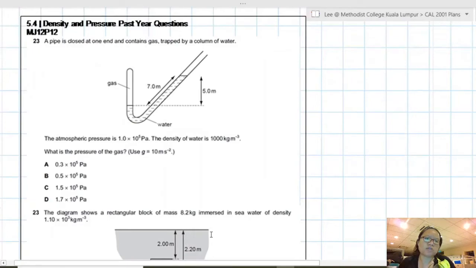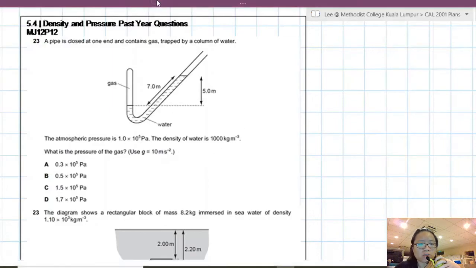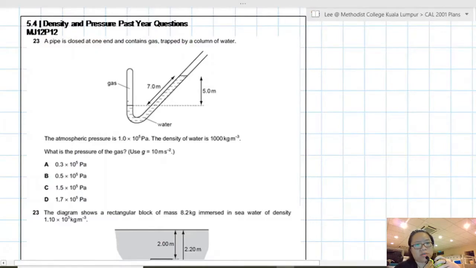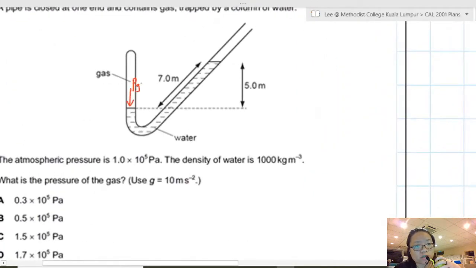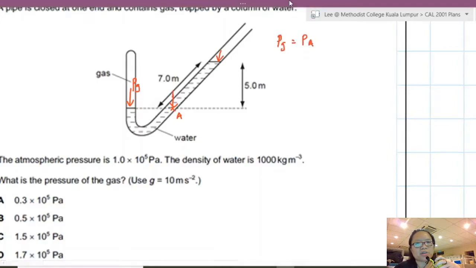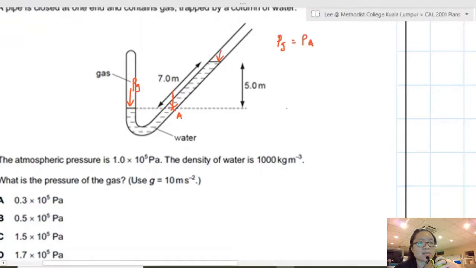Now we're going to look at this kind of pressure measuring device. In this case, you have a gas trapped on one end and the other end is open. So there's an important concept in solving all these questions: same height, same pressure. So let's say at one end, this is the pressure of the gas pressing down on the water. And at this end, let's say point A, the pressure of the gas will be equal to the pressure at point A because it is at the same height. So pressure of the gas will be atmospheric pressure, because end A is open, plus 5 meter of vertical distance of water.